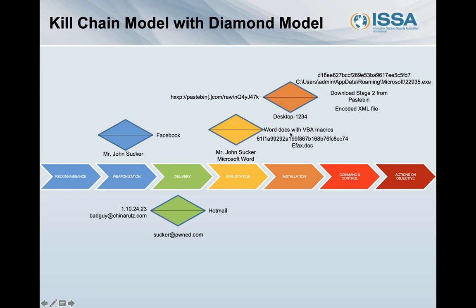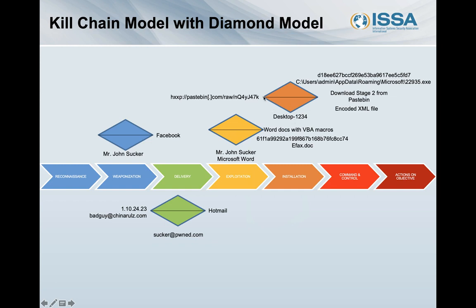That Word document had VBA macros in it. This was the hash and this was the file name. I put that under TTPs because this threat actor uses Word docs with VBA macros. Under the victim, it's still Mr. John Sucker, and Microsoft Word was what was exploited. I put that he was exploited because he's the one that clicked the enable macros button. And on installation, the victim is the desktop that he was on.